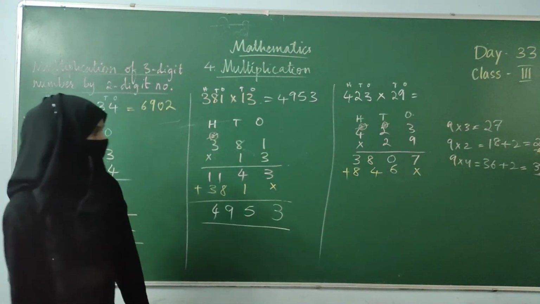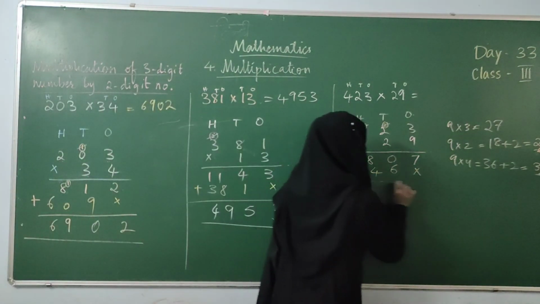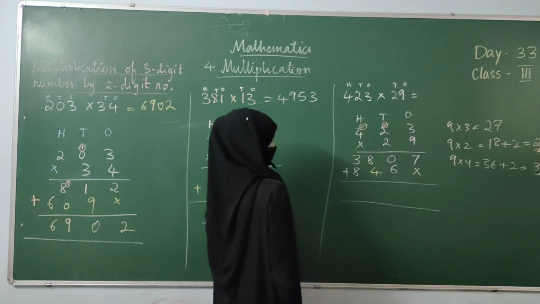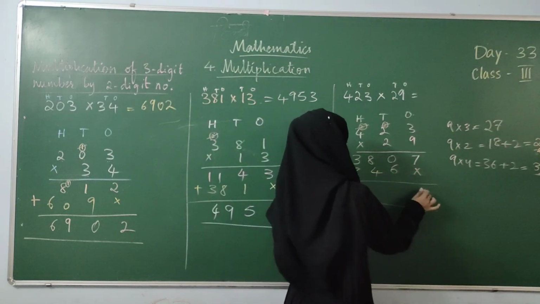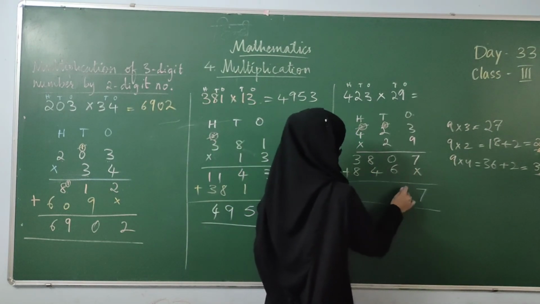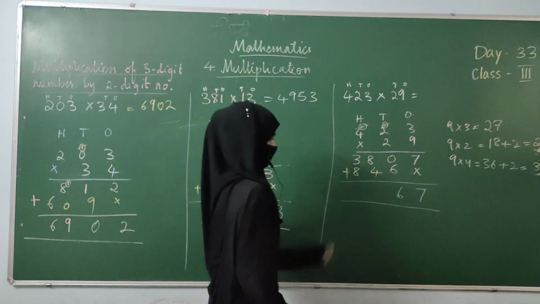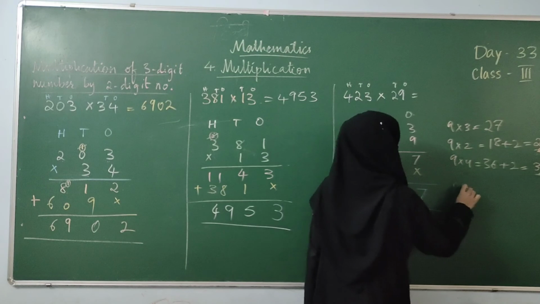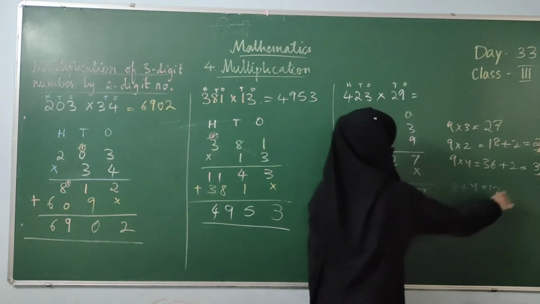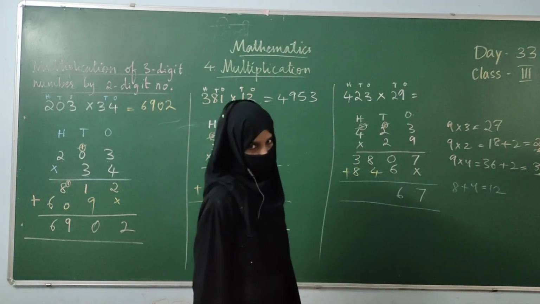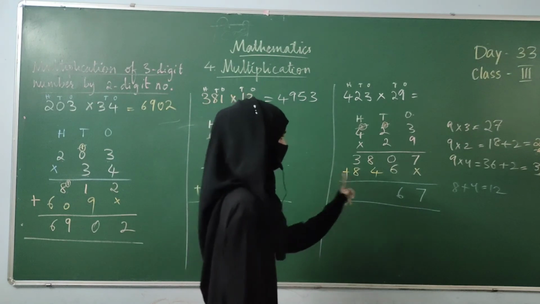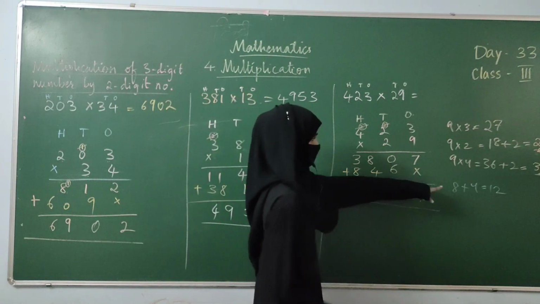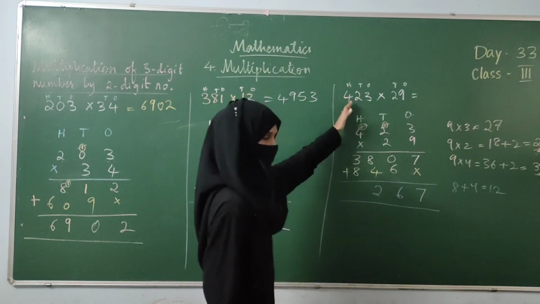Next, final will be your addition section. Now you have to add. 7 plus 0, 7. 6 plus 0, 6. 8 plus 4, 9, 10, 11, 12. 8 plus 4, you are getting 12. 12 is a 2-digit number. 1 you have to carry, 2 you are going to write down. This 1 carry will not go in multiplication.